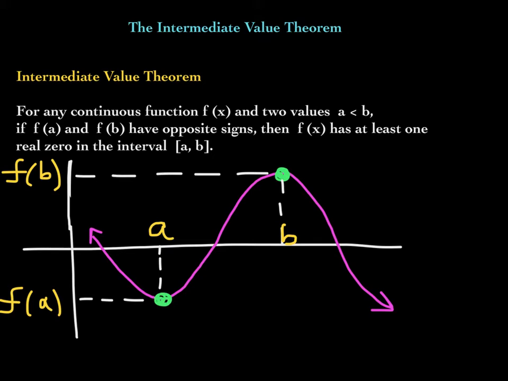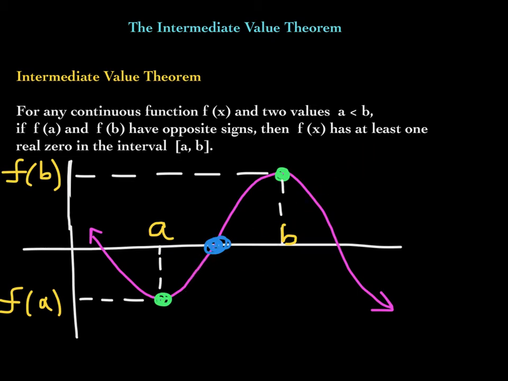Now, the theorem says that if f of a and f of b have opposite signs, and that's true here, f of a is negative, f of b is positive, then the function has at least one zero in the interval from a to b, so basically between a and b. And you can hopefully see in the picture that that zero is right there. That's a zero. And it doesn't have to be just one. It says at least one, right?